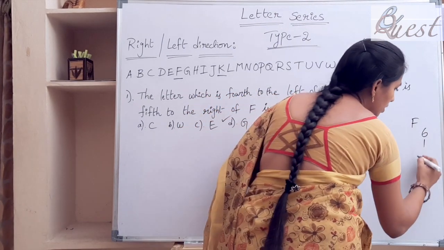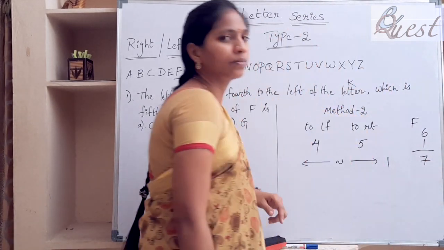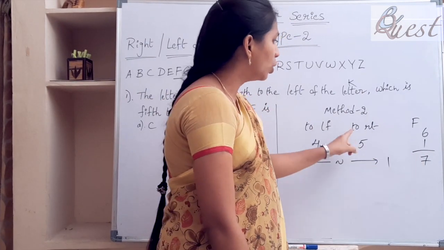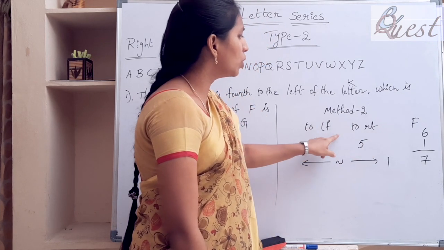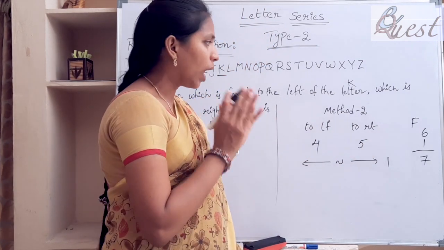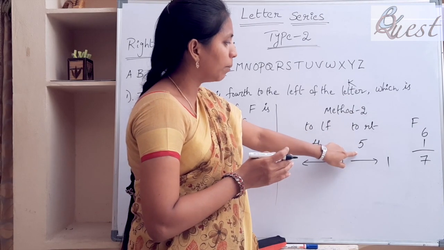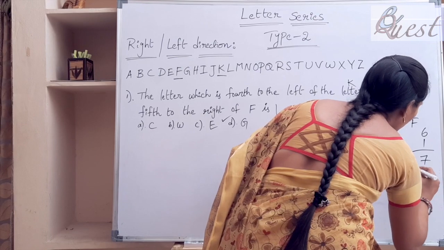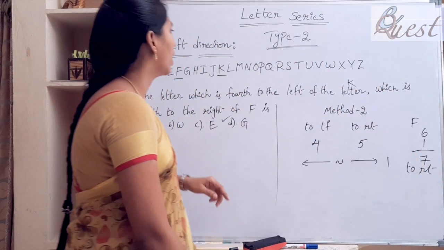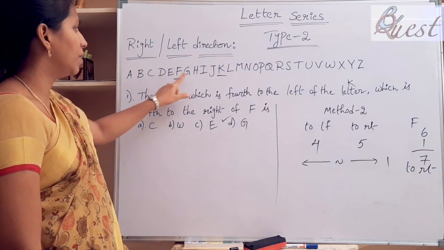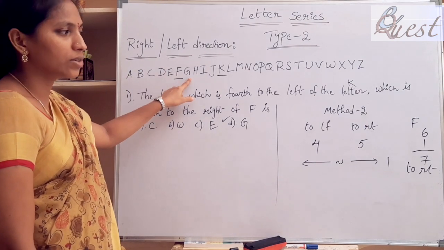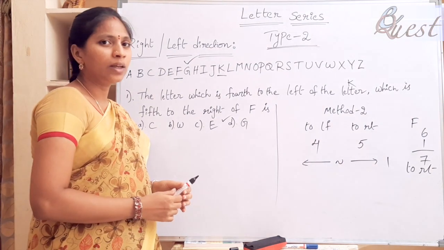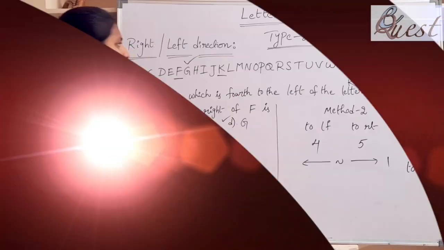Add 1 to this 6. What is the result? 7. And here it is 2 right, here 2 left. You have to take the higher number and take that direction, to right. 7 to right. What is the seventh letter? G. The seventh letter is G. The answer is G. Okay, let me explain the second example.